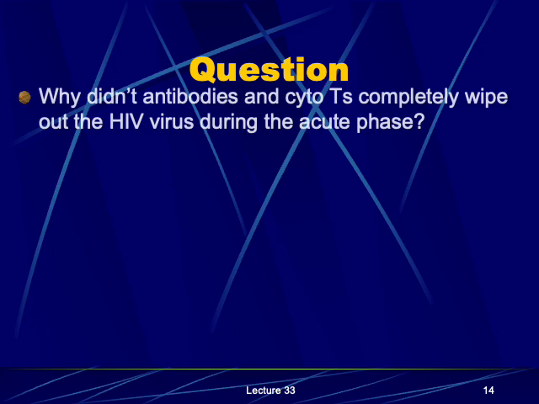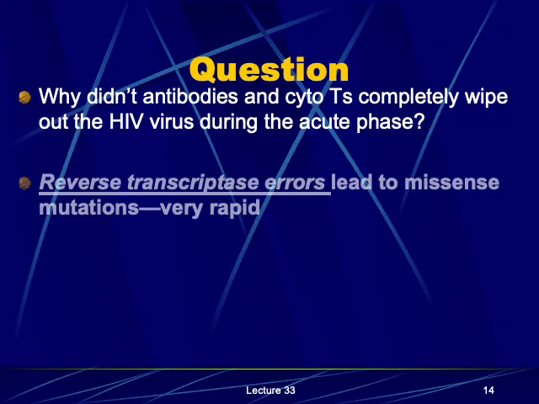So why aren't the antibodies and cyto-Ts completely able to wipe it out during this acute phase? All right, why can't they get rid of them? And the answer goes back to what I told you before. Reverse transcriptase makes errors when it first uses that RNA genome and converts it to double-stranded DNA. Think of these mutations, single substitution mutations. If they're in coding sequences of viral genes, now you have missense mutations. So think now the viral proteins slightly change in your body, which means those being used as antigens are changing.